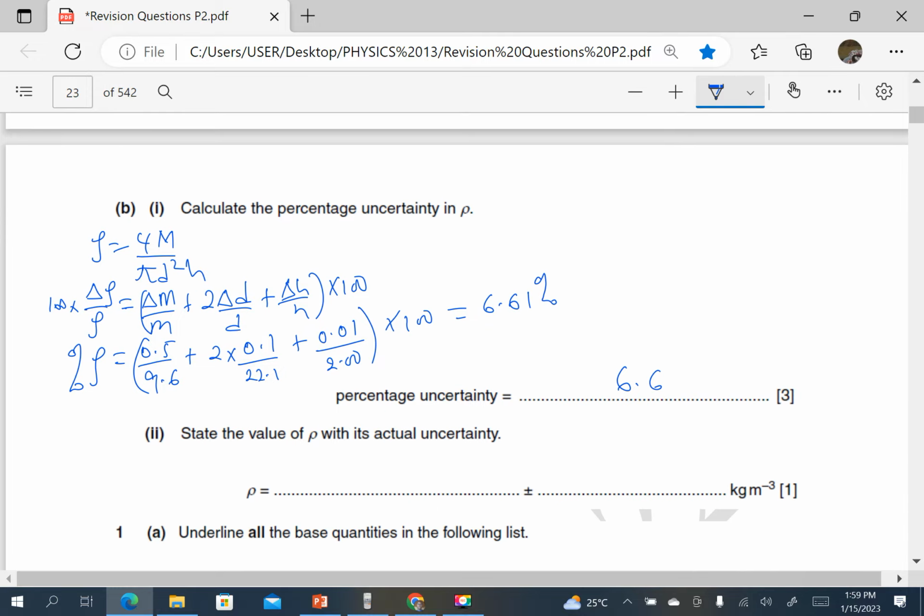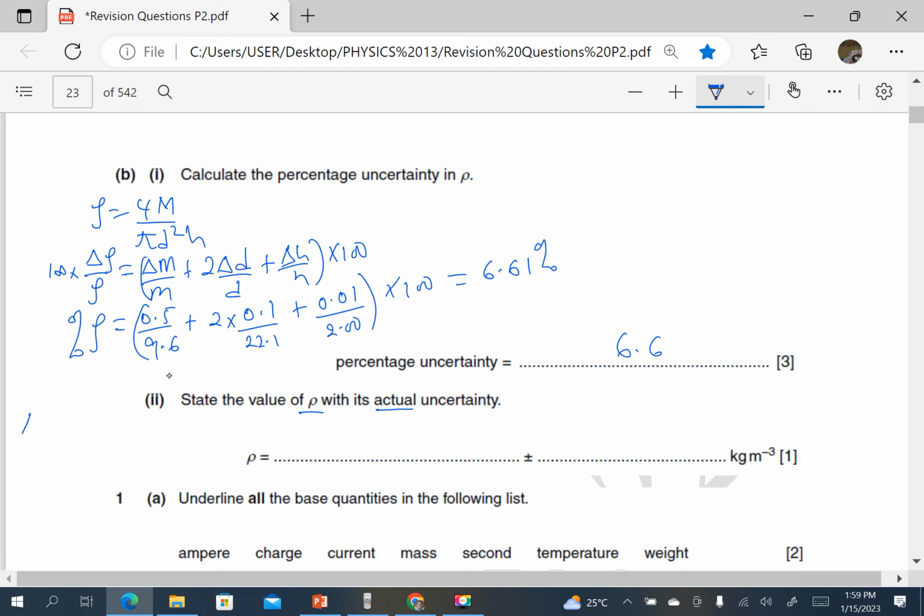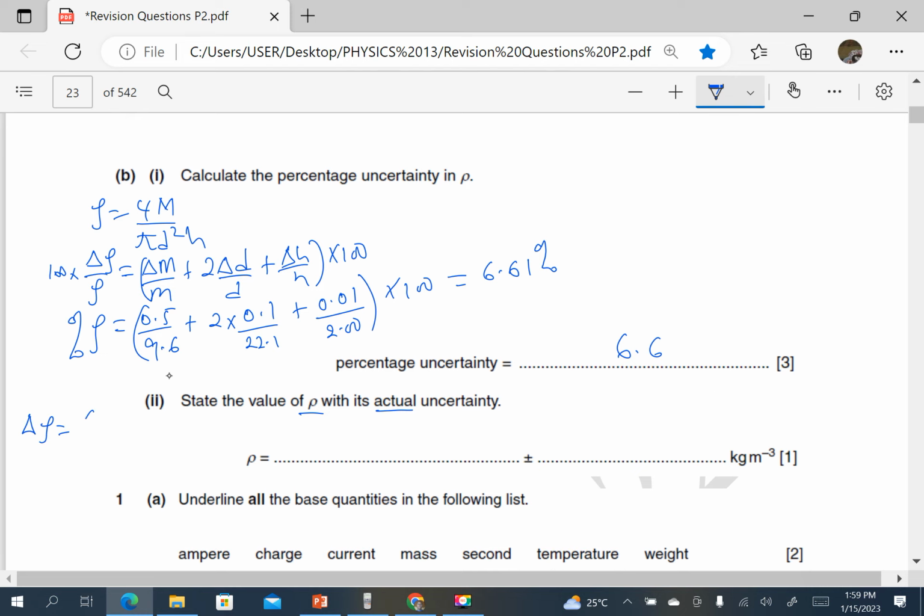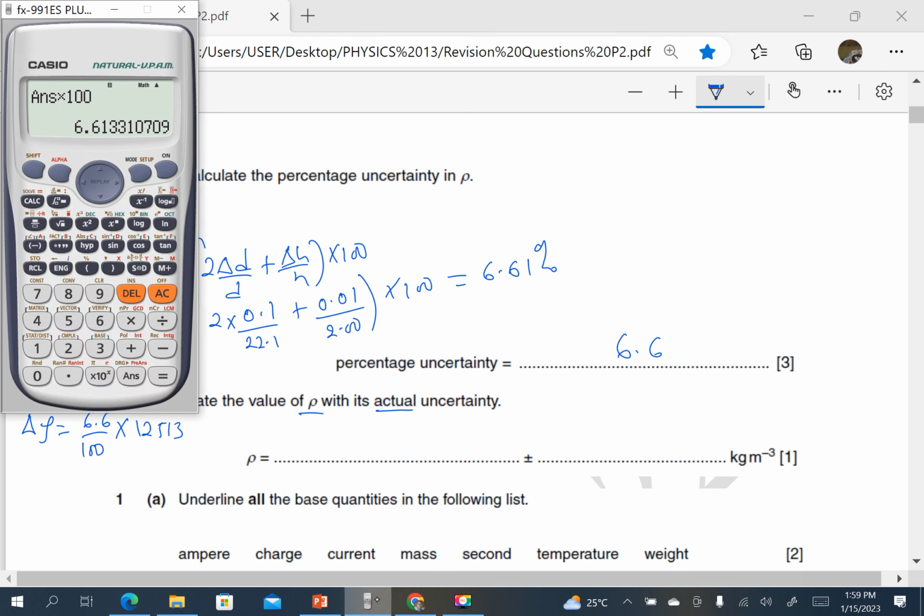State the value of the percentage value of the density with its actual uncertainty. So we have to change 6.6 to absolute. So absolute uncertainty density is going to be 6.6 over 100 times the value of density, which we got as 12,513. So I'll just set that one, divide again by 100, then times 12,513.